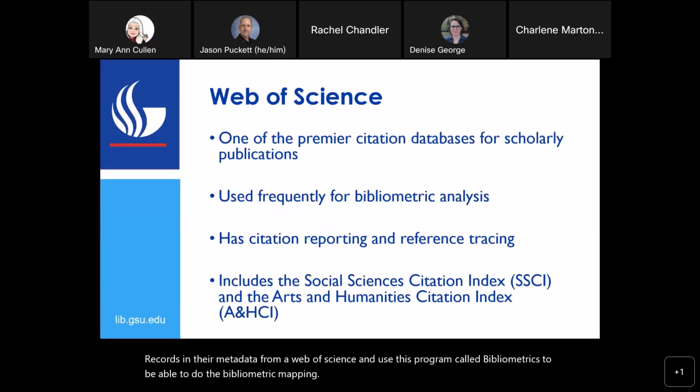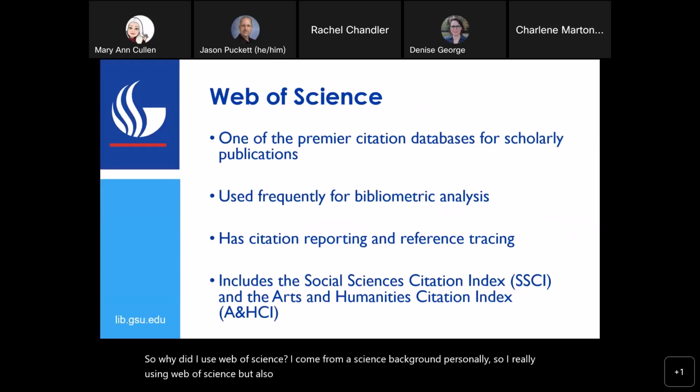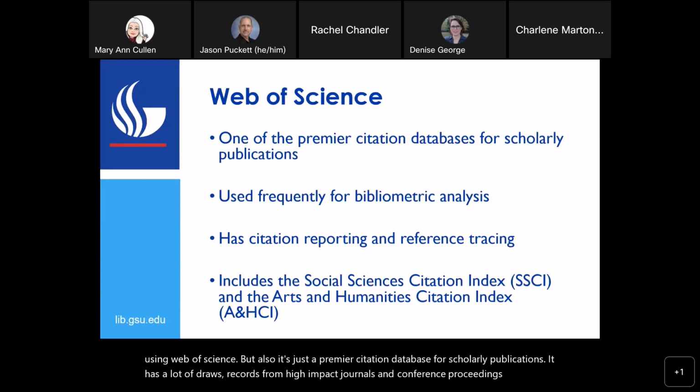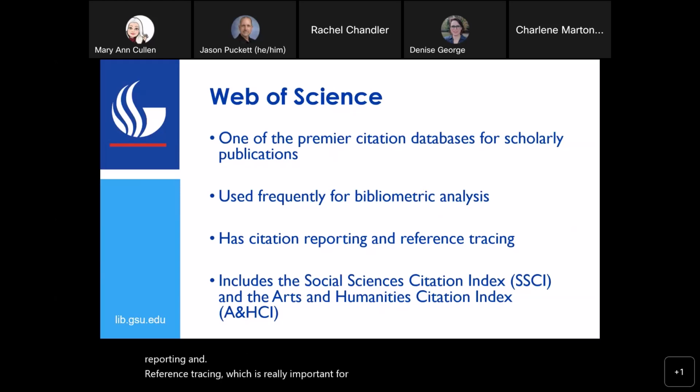Okay, so why did I use Web of Science? Well, I come from a science background personally, so I really like using Web of Science, but it's also a premier citation database for scholarly publications. It draws records from high impact journals and conference proceedings. It's used very frequently for bibliometric analysis, which I found when I was conducting my review of the literature. That's because it has high quality indexing, and it has citation reporting and reference tracing, which is really important for bibliometric mapping the metadata from that.